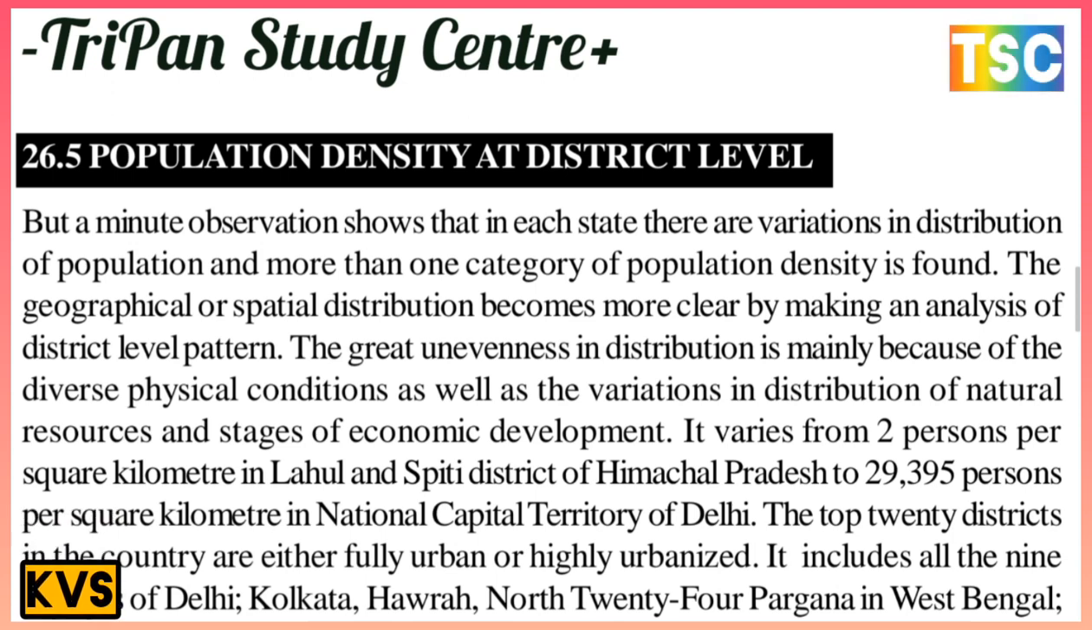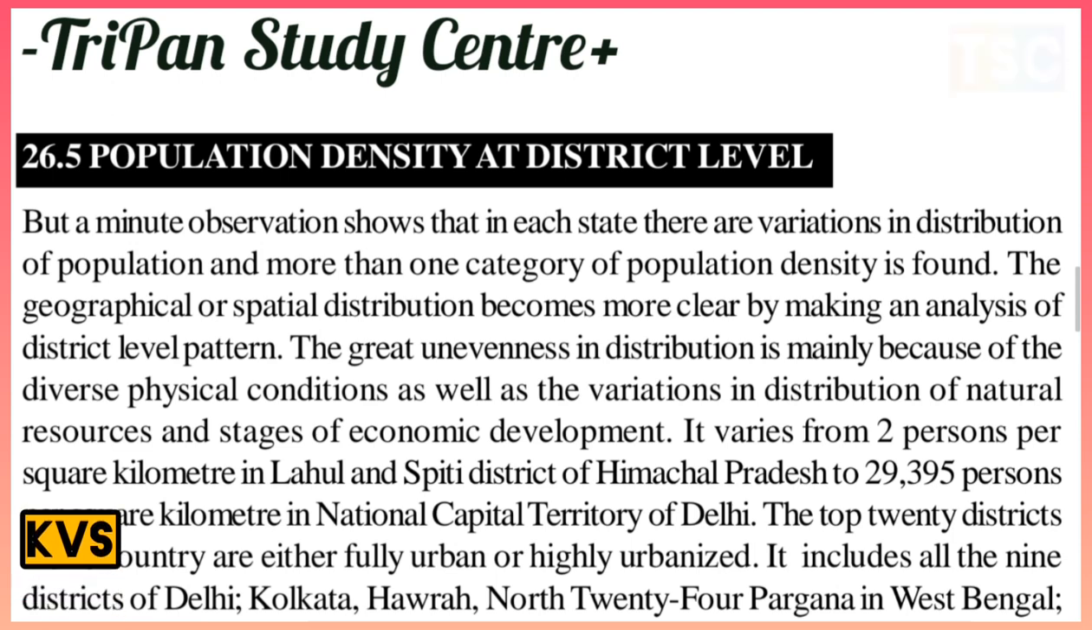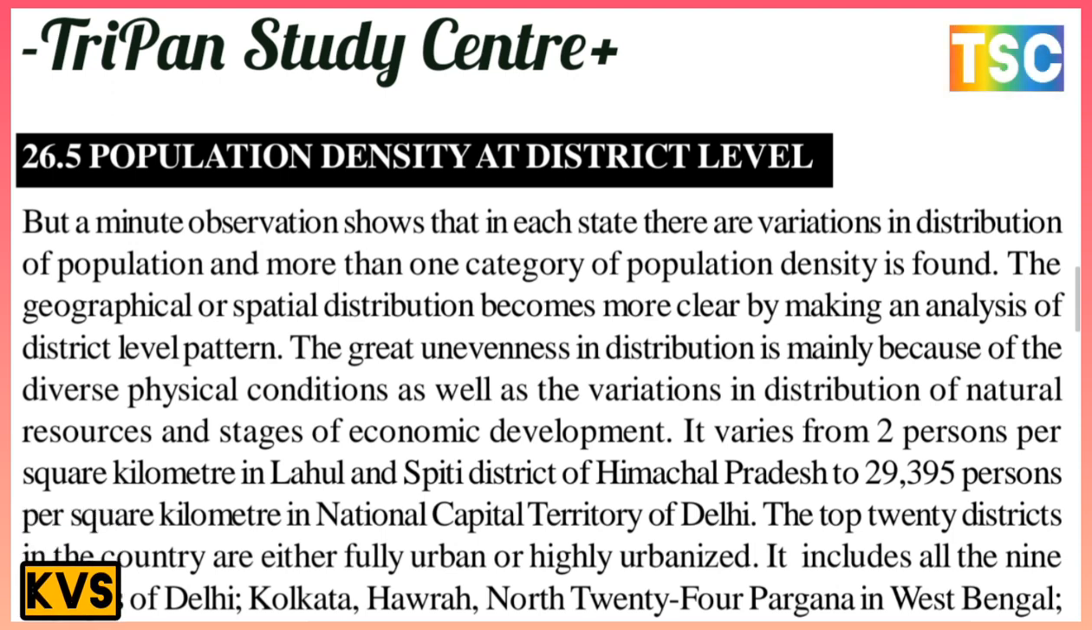This is most important. The great unevenness in the distribution is mainly because of the divergence in physical conditions as well as the variation in the distribution of natural resources and stages of economic development. It varies from 2 persons per square kilometer in the Lahaul and Spiti district of Himachal Pradesh to 29,395 persons per square kilometer in the National Capital Territory of Delhi.